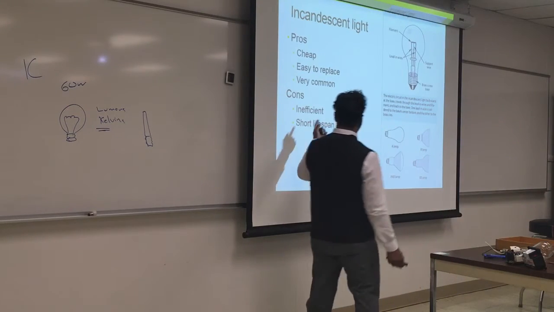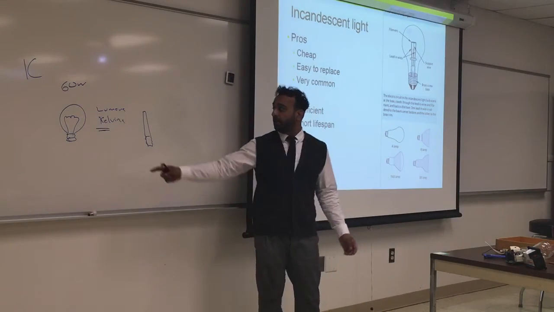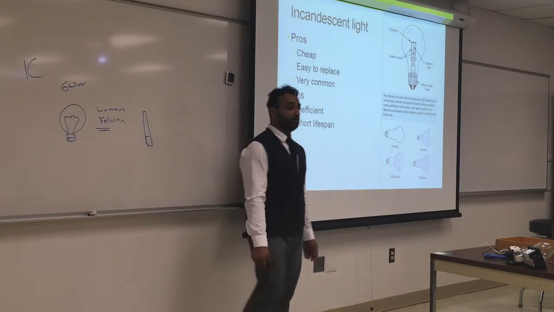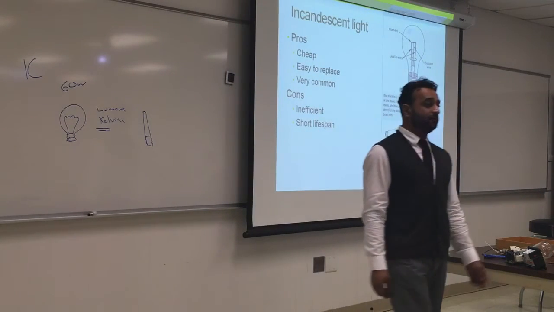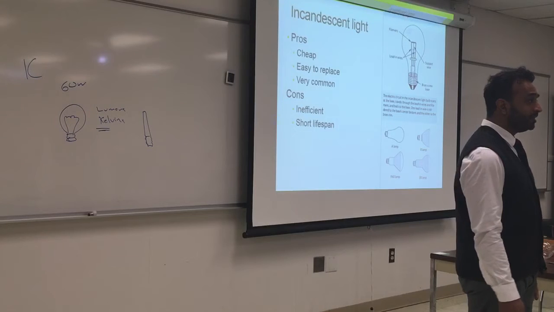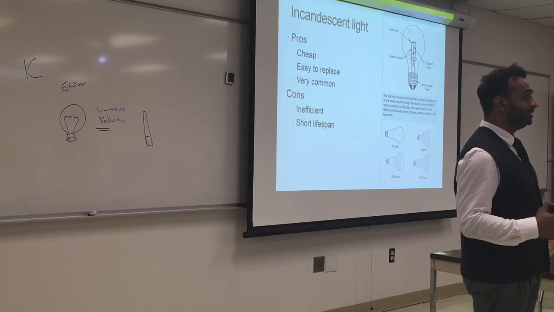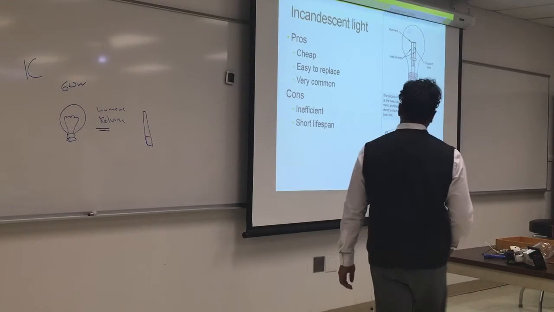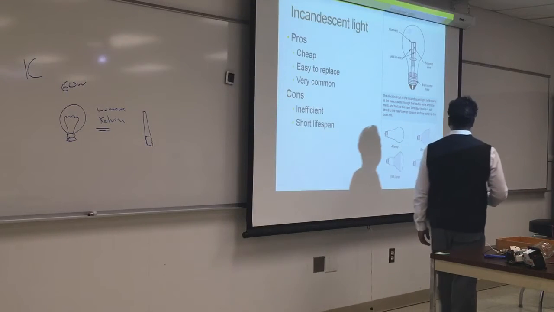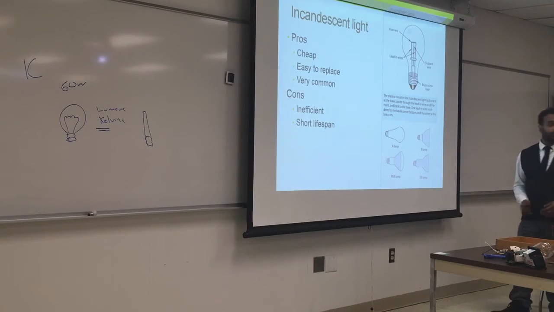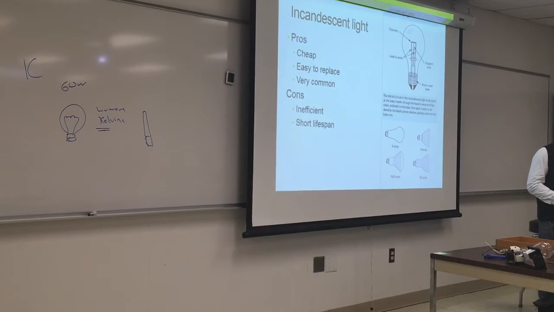Short lifespan, they do not last as long. Incandescent usually goes out, if you leave it on all the time, probably within a few months. It depends on the filament and the manufacturing. They're still very common for spotlights. We did not have a lot of replacement when it comes to spotlights, but they're still very common. They're still being produced.